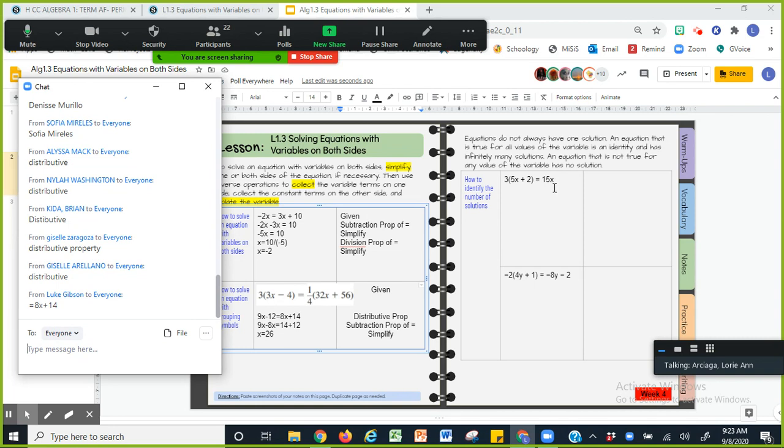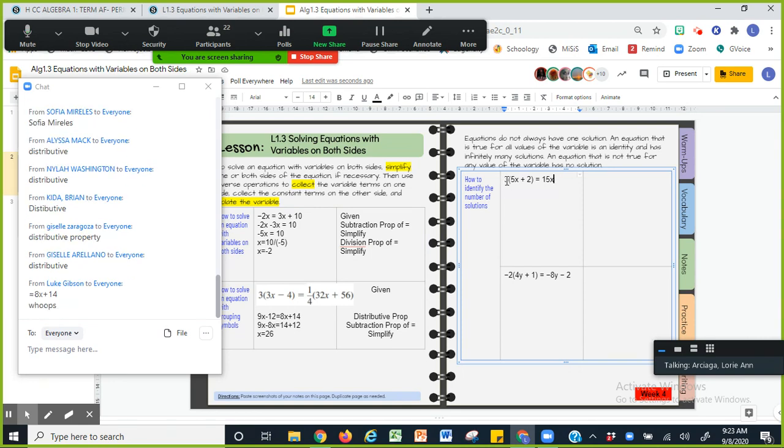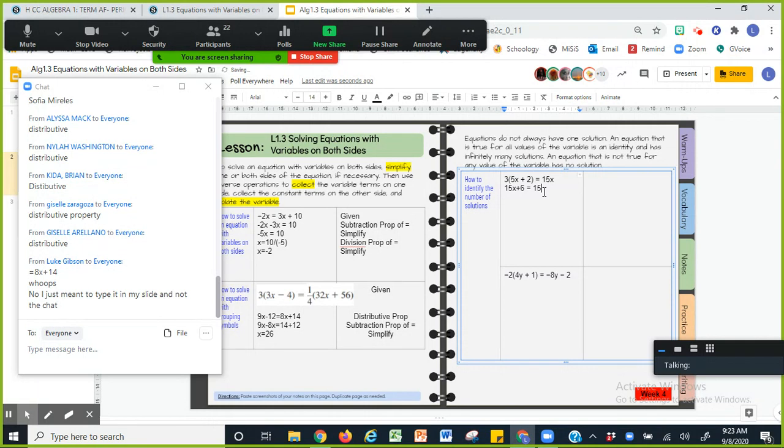Okay, so for this one, you have the given information again, right? Now let's see what's going to happen here. If you distribute again, 3 times 5x is 15x. Now 3 times 2 is positive 6, so plus 6 is equal to 15x. Okay. So 15x plus 6 is equal to 15.